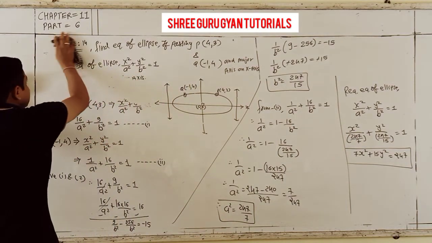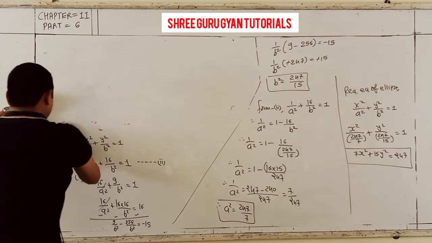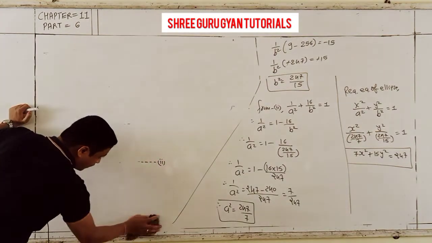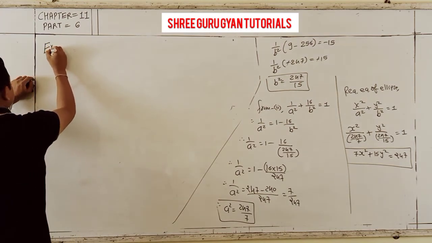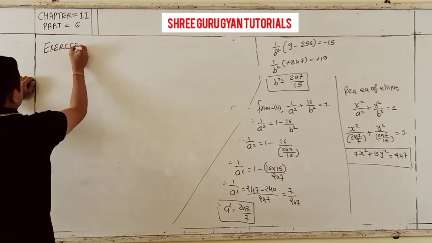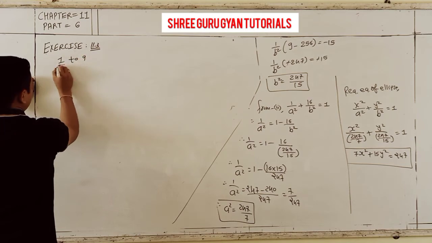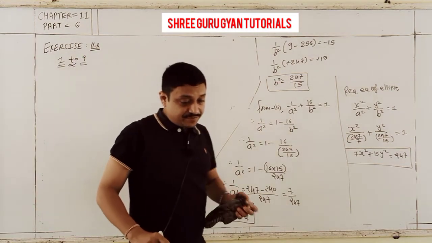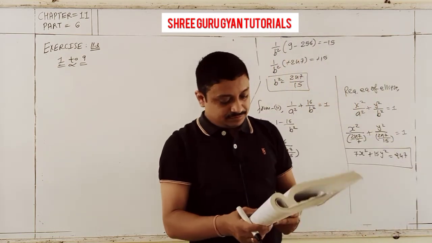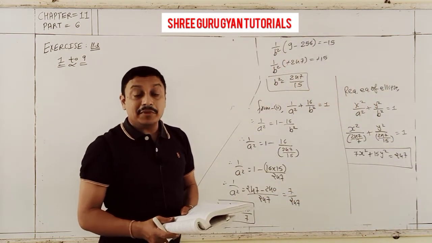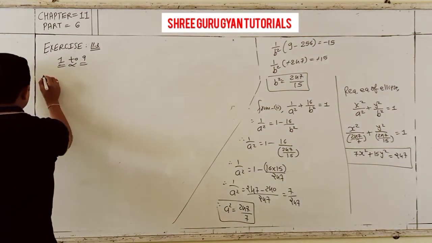Now I go to exercise 11.3, first one. Exercise 11.3, questions 1 to 9 all ask for eccentricity, length of latus rectum, vertices, major and minor axis, and focus. I go to the first one.